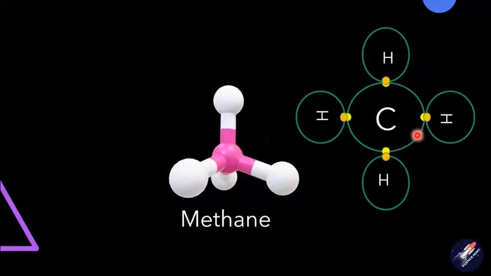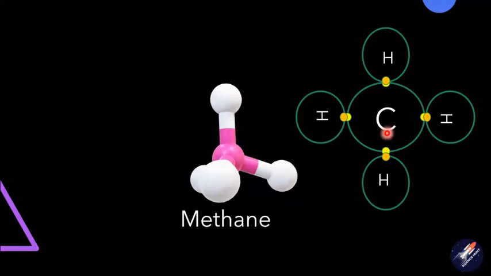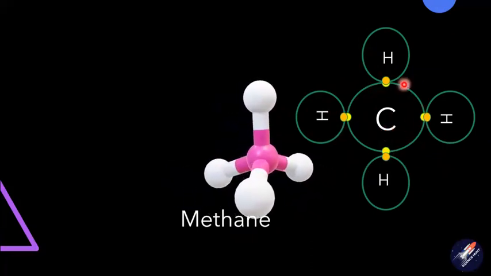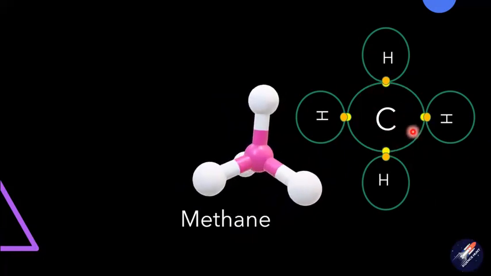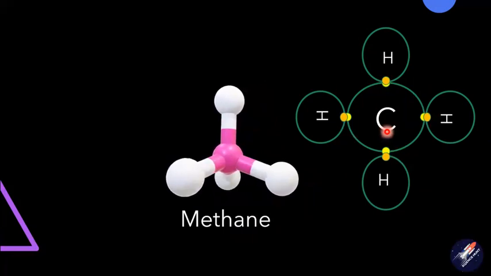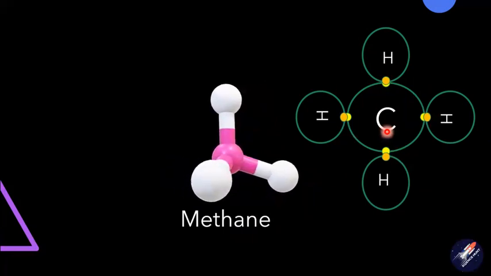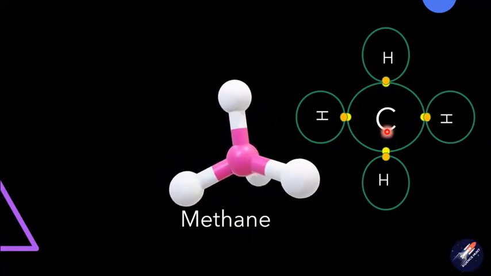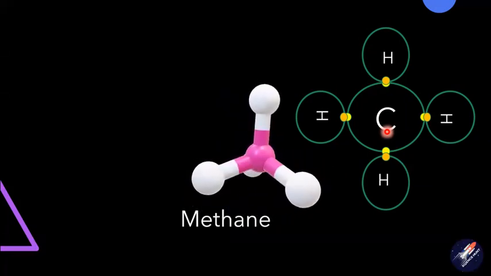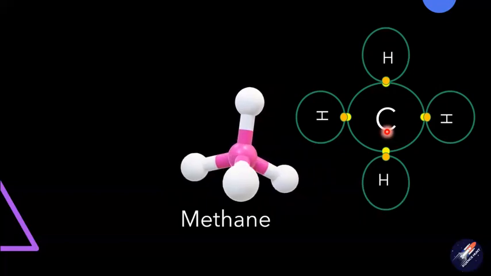So they all are fulfilling the duplet rule because they are all sharing electrons with the carbon atom, and the carbon atom is also fulfilling the octet rule because it has its own 4 yellow colored electrons and 4 orange colored electrons from 4 different hydrogen atoms. So keep in mind that here it's only 1 carbon atom.